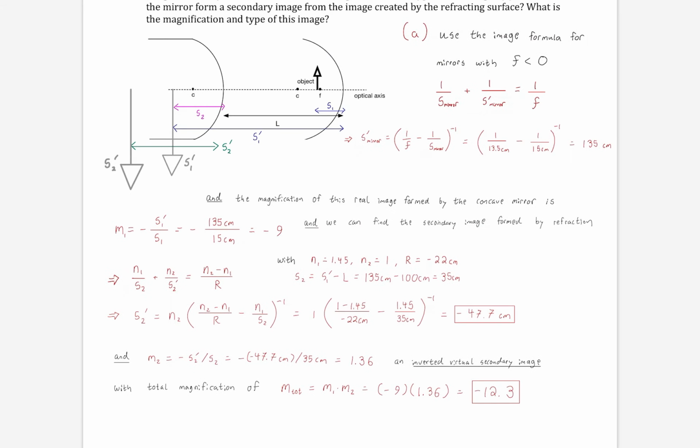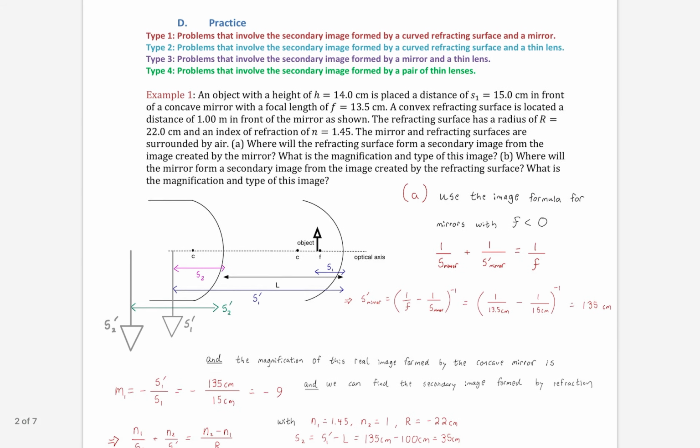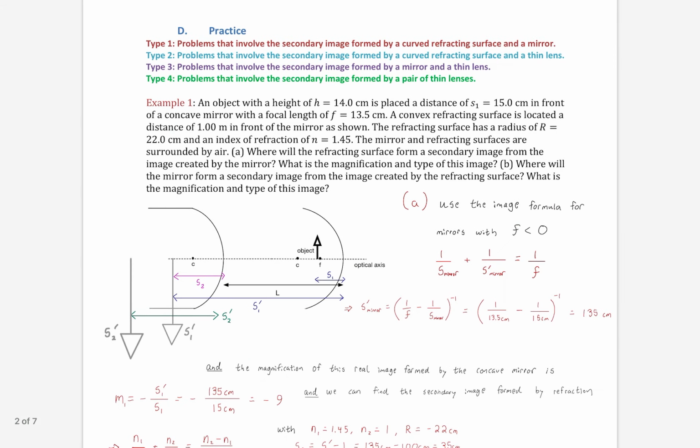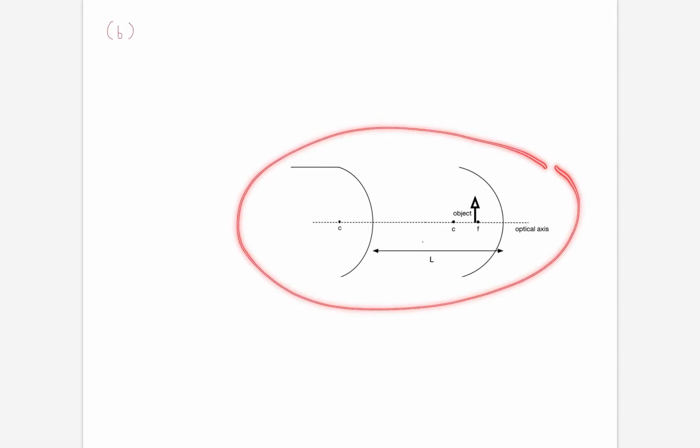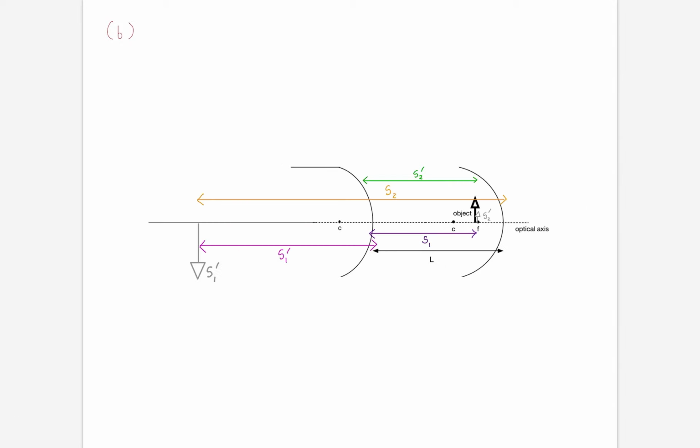Okay, so now let's do it in another case, in the case of B, where we're going to consider the image formed by refraction first. So let's take a look at that, part B. Let me use the same picture, but here, check out what's going to happen.